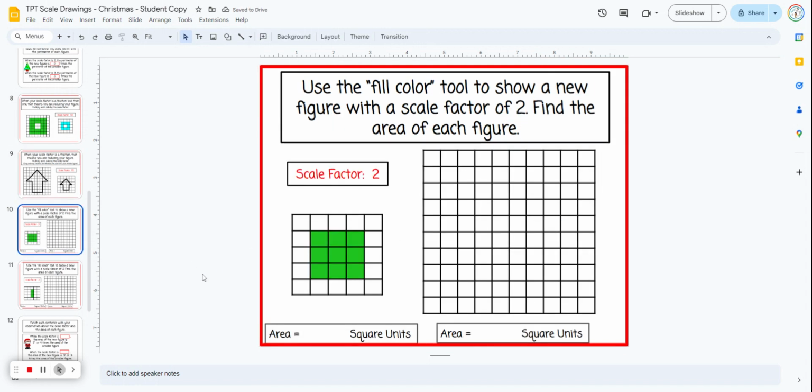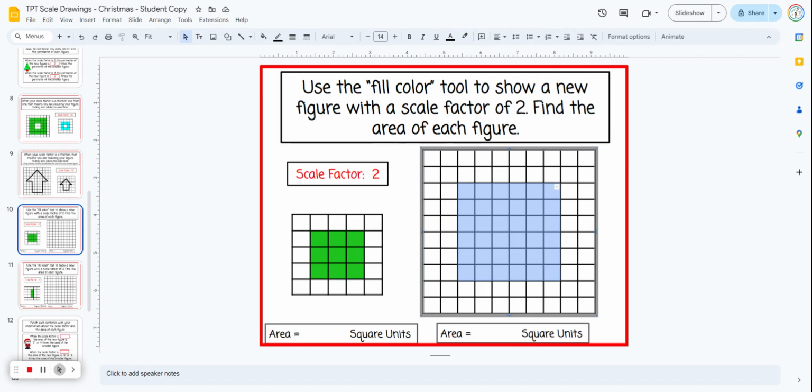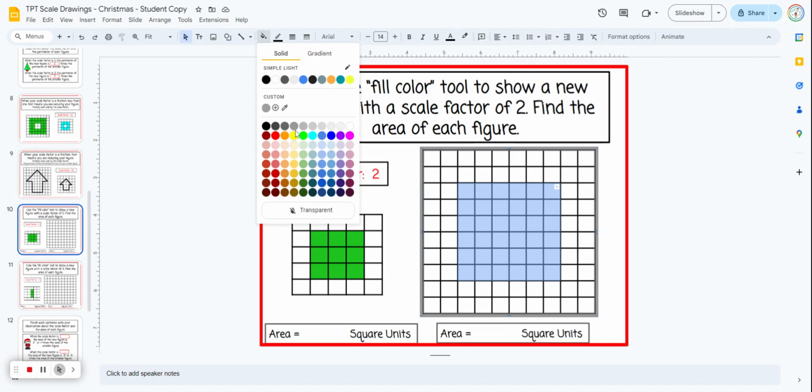And the next thing we want to do is look at the area. What happens to the area when we scale up or scale down? So here we have a 3 by 3 square. The scale factor is 2. We're now going to have a 6 by 6 square. So again, click and hold and scroll across. Choose a color, any color.